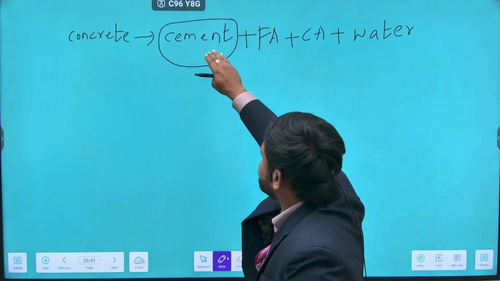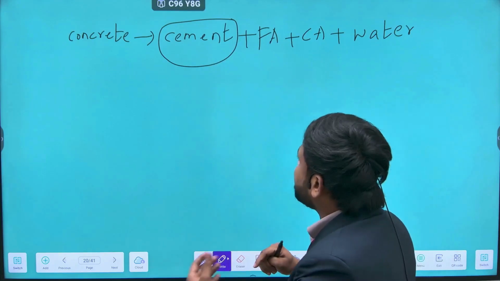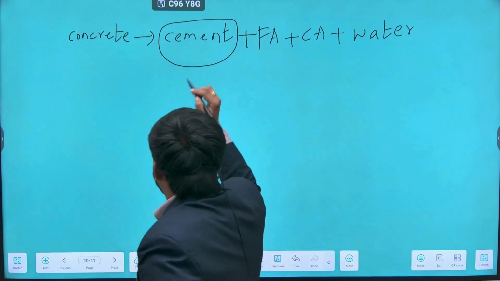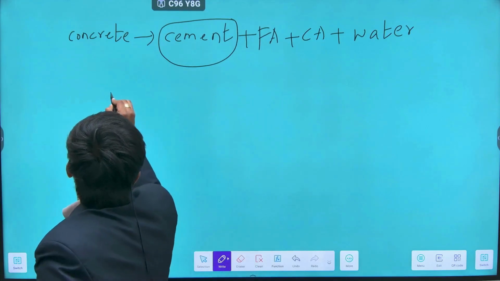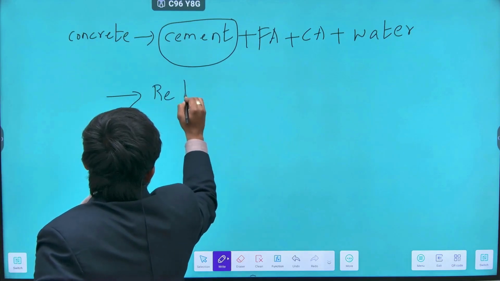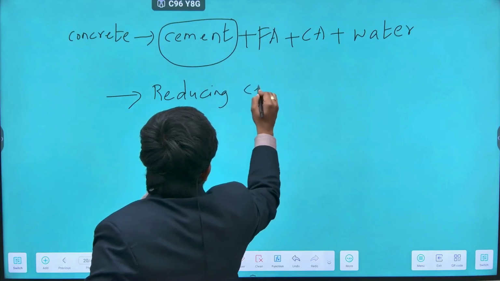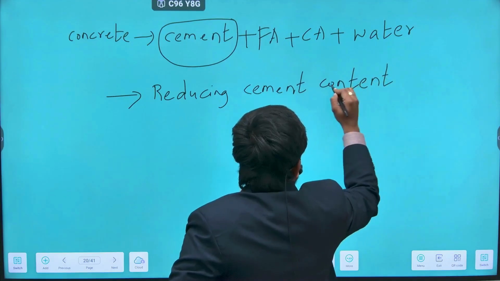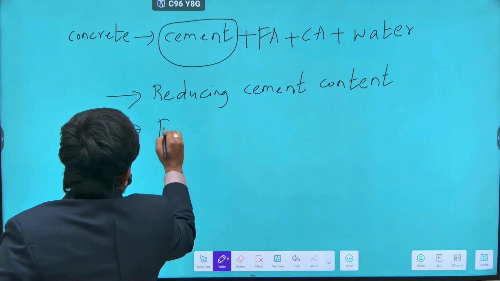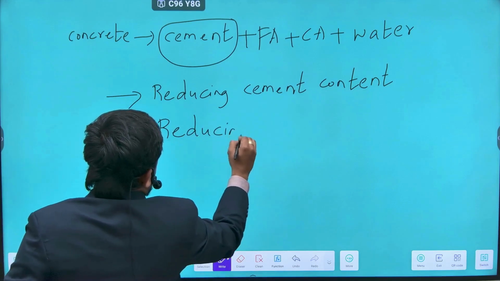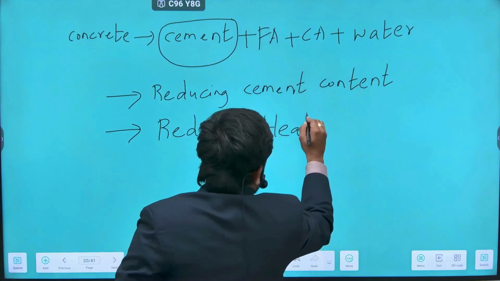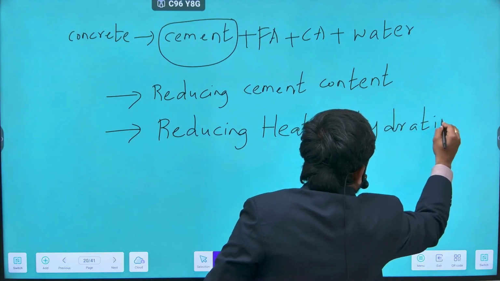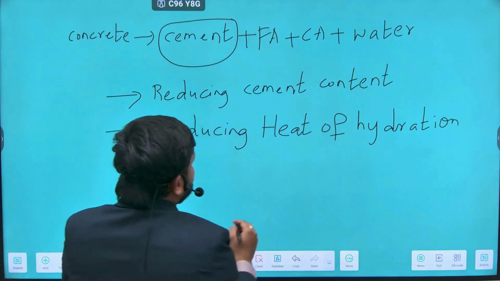By reducing the usage of cement, we can take advantage of the byproducts of large-scale industries. Okay, and not only reducing cement, by using mineral admixtures, we are reducing cement content, and reducing heat of hydration. What is heat of hydration?